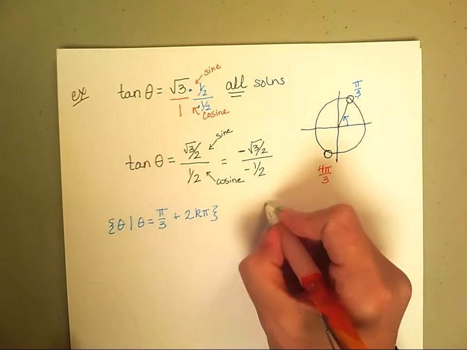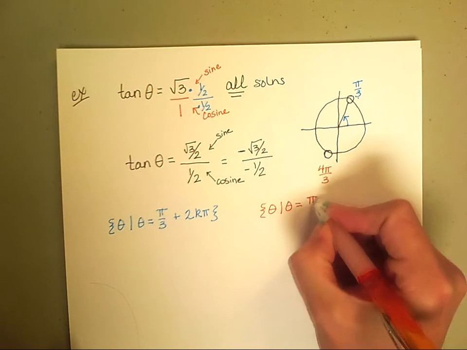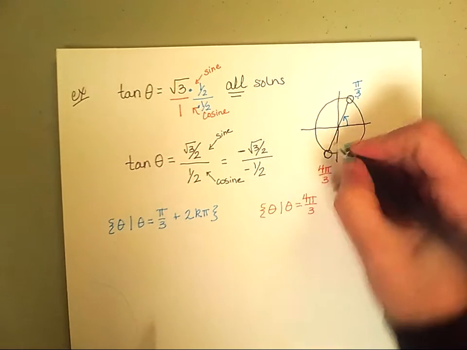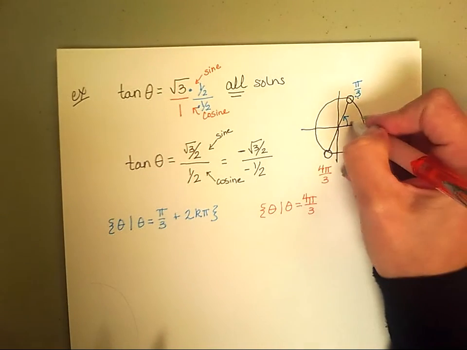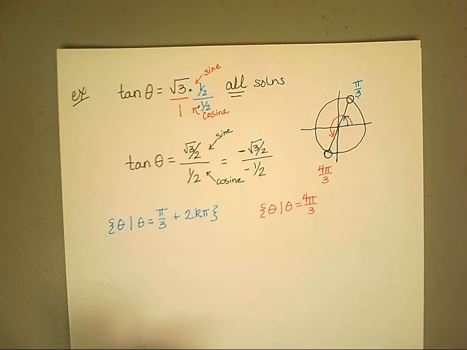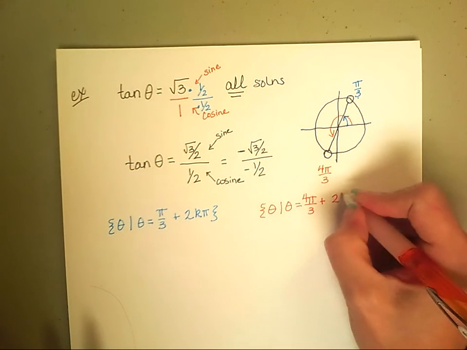Now the other branch comes here as the set of all theta, such that theta is equal to 4 pi over 3. Okay. So that satisfies this angle. And then any multiple looping of that would also satisfy, so plus 2k pi.